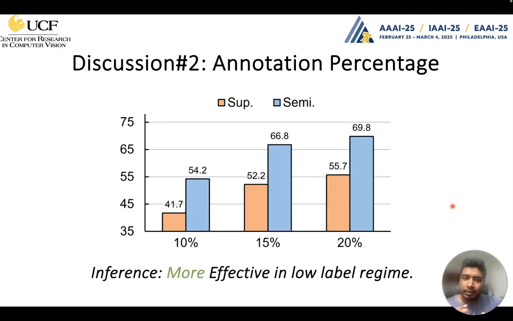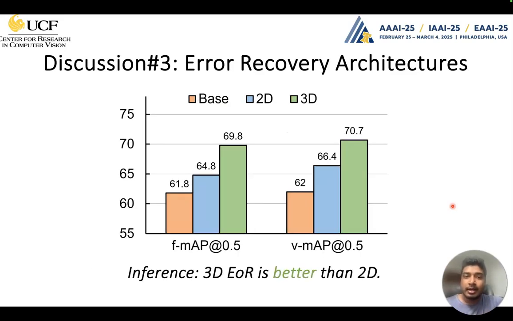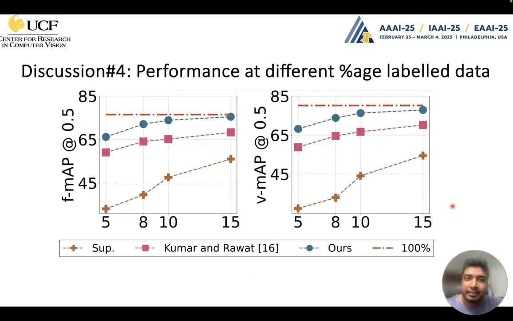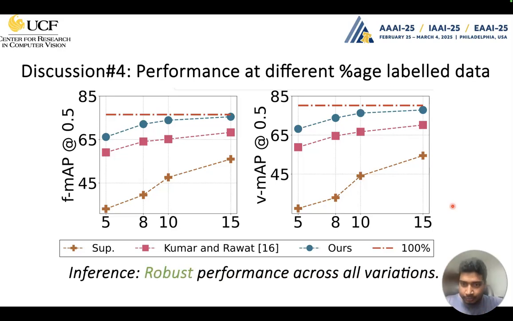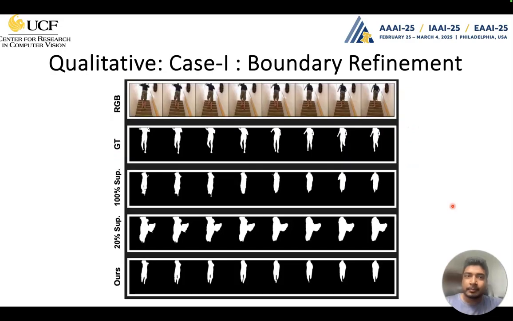Then we look into different annotation percentages, and we see that our approach is more effective at lower percentages. Again, we look into the error recovery architectures, and we see that the 3D architecture is better than the 2D one. And then finally, we look into how the performance varies across different percentages, and we see that our approach outperforms previous ones at all the different percentages of label data, which shows that it's robust across all variations.